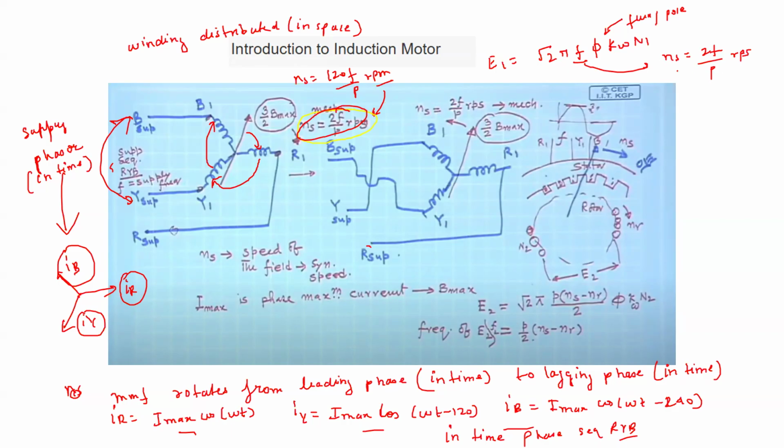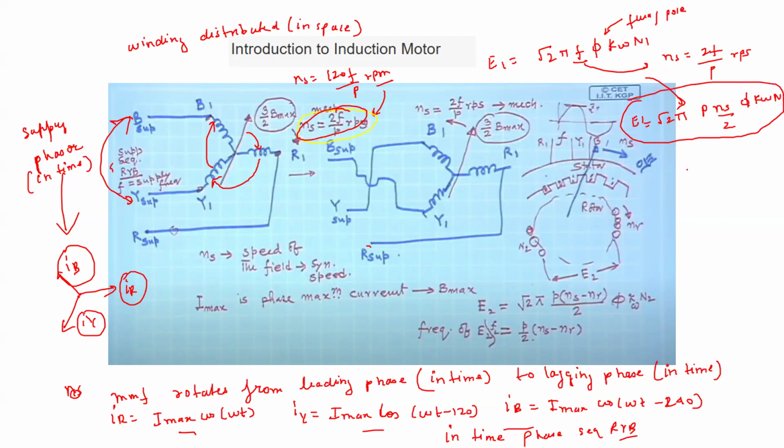So if I write it in terms of RPS, it will become root 2 pi, and this becomes p into ns by 2, phi, k omega, n1. So this is E1 in terms of speed in RPS, ns.